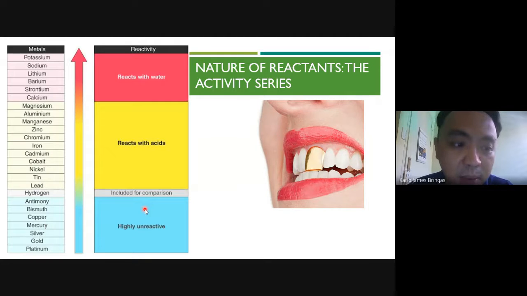In ancient times, you also have some replacement teeth which are made up of gold. So gold is quite good, as you can see, since it's highly unreactive lang naman. Of course, assuming na may pera ka para makapagawa ng gold na replacement tooth.